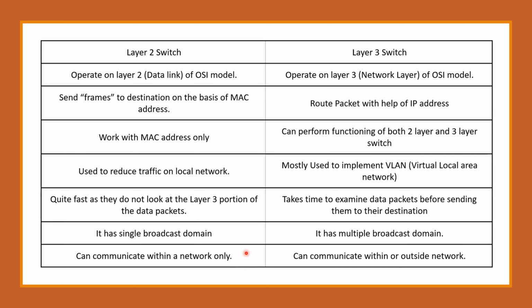Simply, a layer 2 switch is not checking layer 3 information. It only works with MAC addresses. A layer 3 switch can perform the functions of both layer 2 as well as layer 3. A layer 2 switch has a single broadcast domain, like a single same network broadcast domain. A layer 3 switch has multiple broadcast domains, like it's communicating with different VLANs. So normally we use layer 3 switches for VLAN creation purposes.